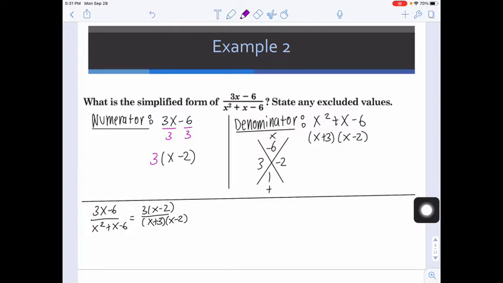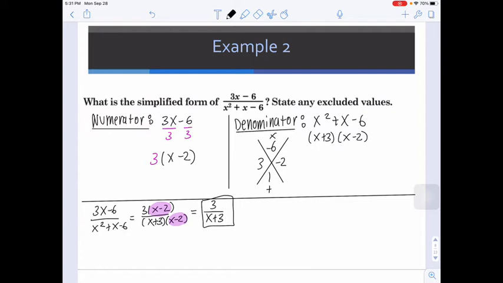We want to see if there are any factors they have in common. Notice they both have an x minus 2. So we can go ahead and get rid of the x minus 2 because x minus 2 on the top and bottom gives us a 1. Left over, we have 3 over x plus 3. So this is our simplified form of 3x minus 6 over x squared plus x minus 6.